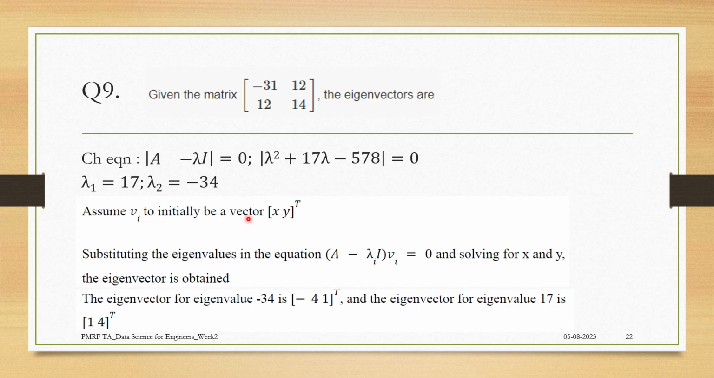Now assume the eigenvector to be initially a vector x, y transpose. If you substitute the eigenvalues in this particular equation and solve for x and y, then you will get the values. This similar question I have discussed earlier. So here you can find the answers as, for minus 34, minus 4, 1, and for 17, 1, 4. So this is the question.